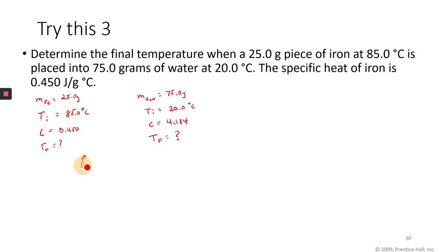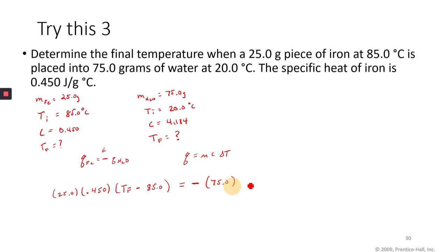Okay. So what you need to realize is the heat that the iron is losing is equal to the heat that the water is gaining. So we have to put this little negative sign here showing that one is losing, the other is gaining. And now we can set our equations. Remember, Q is mC delta T, set equal to each other. So on the left, we'll do the iron. We have 25 grams of iron times its Cp times T final minus the initial temperature equals the negative of the water, T final minus its initial temperature.